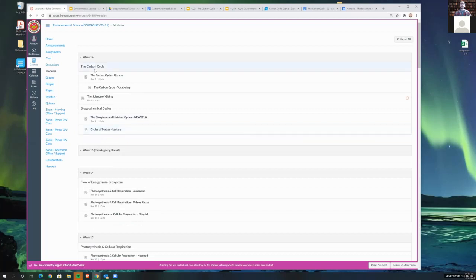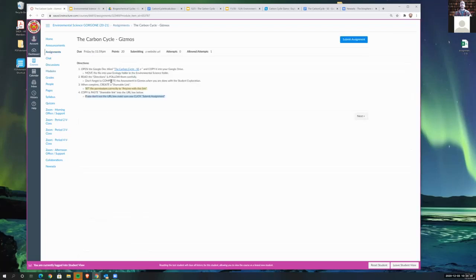Okay, so in the heading of the carbon cycle, you will see right above the carbon cycle vocabulary now, the carbon cycle Gizmos. So please click on that. And you'll see there's some directions. You're going to open up the Google Doc titled Carbon Cycle Student Exploration, and you're going to copy it into your Google Drive. Move the file into your ecology folder in the environmental science folder. If you don't have these folders, that's okay. It's just a recommendation. Read the directions and follow them carefully. Don't forget to complete the assessment in Gizmos when you are done with the student exploration. When complete, create a shareable link, set the permissions correctly, and copy and paste the shareable link into the URL box below. You see that by clicking the Submit Assignment button.